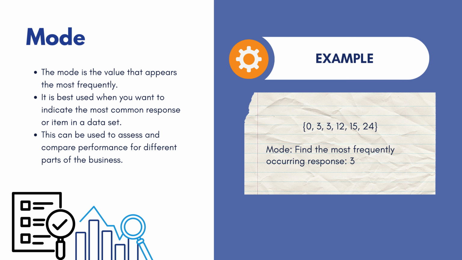And finally, we have the mode. The mode is the value that appears the most frequently. It is best used when you want to indicate the most common response or item in a dataset. This can be used to assess and compare performances for different parts of the business. So for example, you have a number set here of 0, 3, 3, 12, 15, and 24. So the mode, we have to find the most frequently occurring response. In this case, it is 3. And so that wraps up our measures of central tendency.